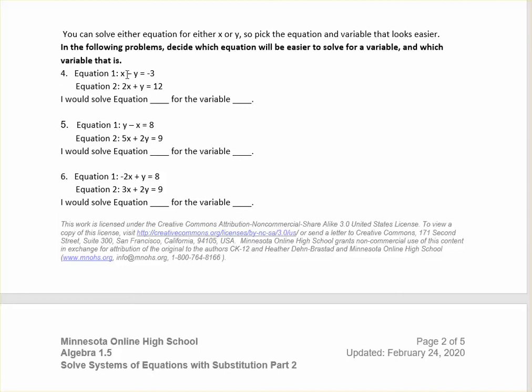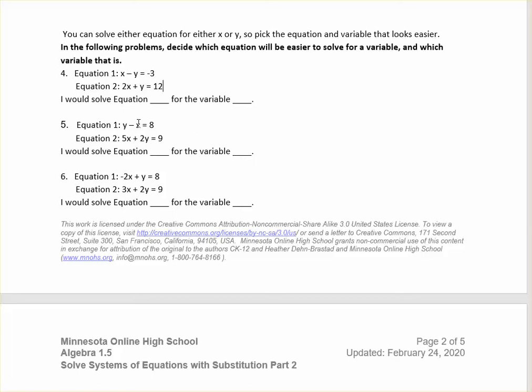So in number 4, we have x minus y equals negative 3, and then 2x plus y equals 12. You could solve equation 1 for x, you could solve equation 1 for y, you could solve equation 2 for x, or equation 2 for y. But you want to pick the one that's the easiest. In this problem, there's two that would be easy. It would be easy to solve the first equation for x, because all you'd have to do is add y to both sides. But it would also be easy to solve the second equation for y, because all you'd have to do is subtract 2x from both sides. So you decide whether you want to solve equation 1 or 2, and then whether you're solving for variable x or y.